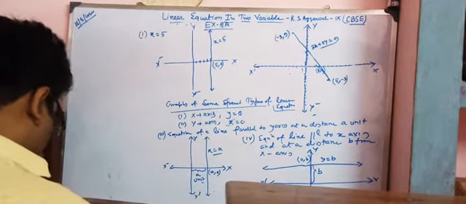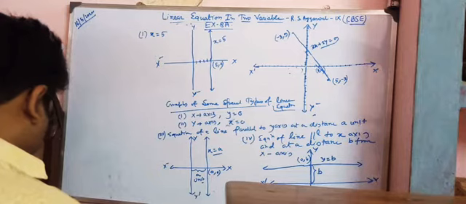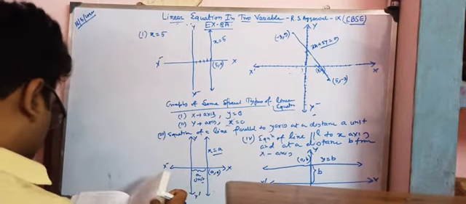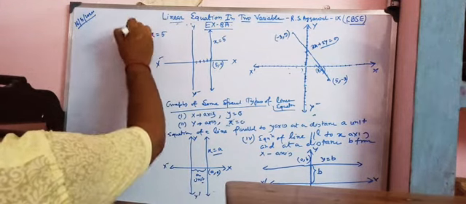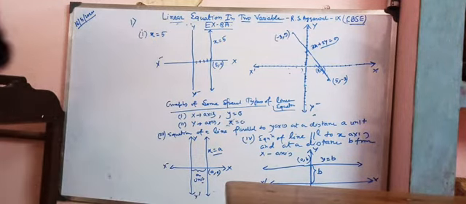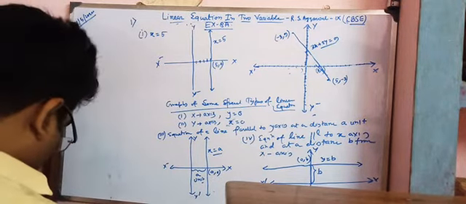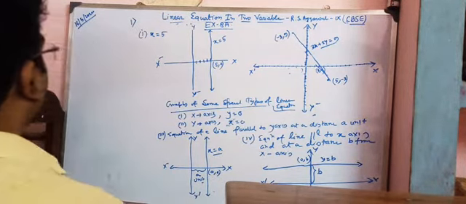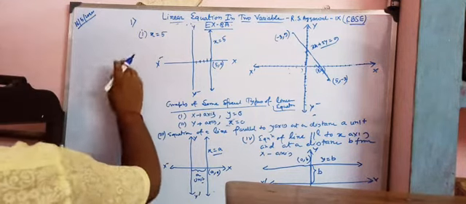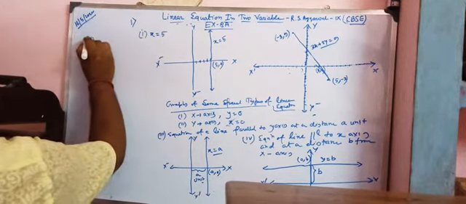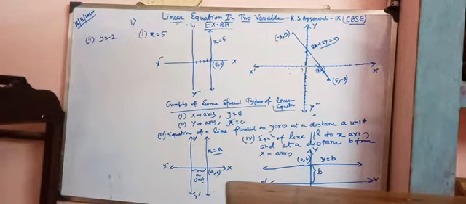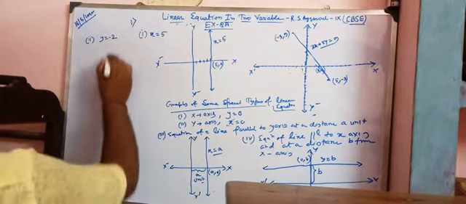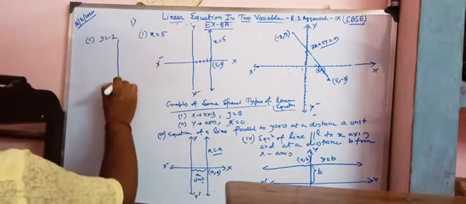Next come to another question, from question number 1, Roman 1. Next come to question number 2. The equation is given y is equal to minus 2. We have to draw it. Again, we are drawing the coordinate axes.